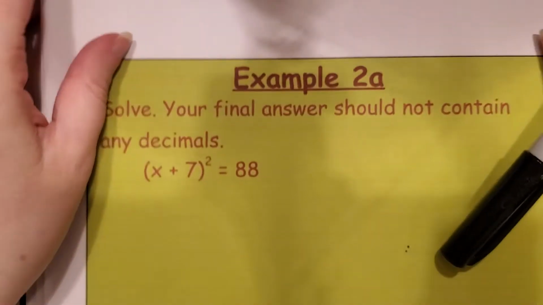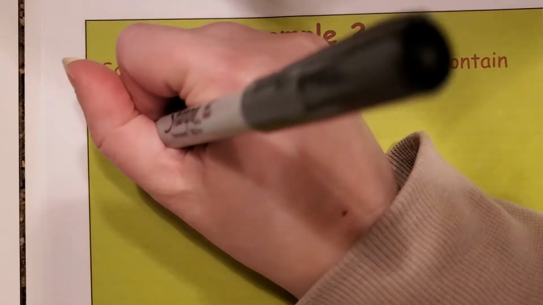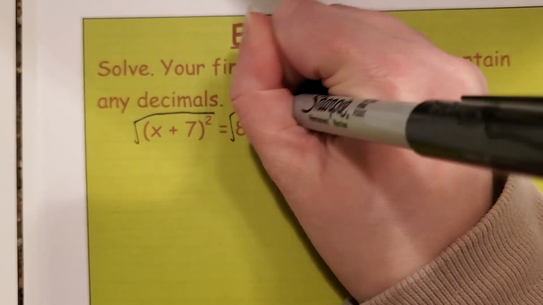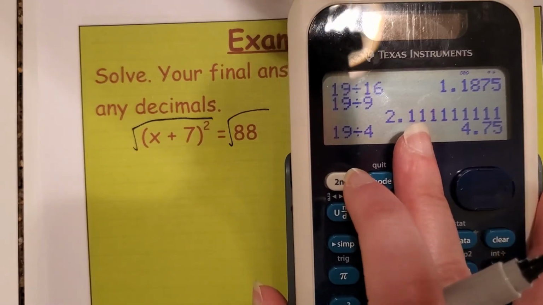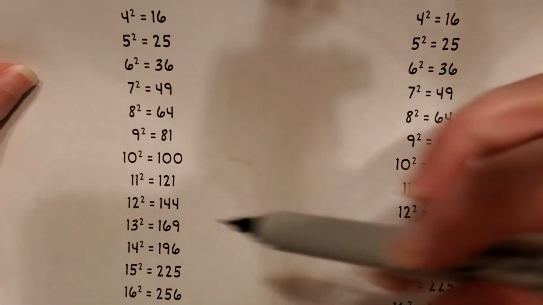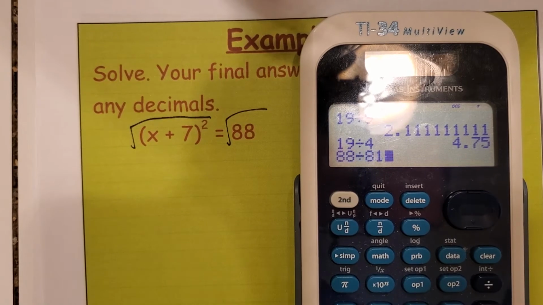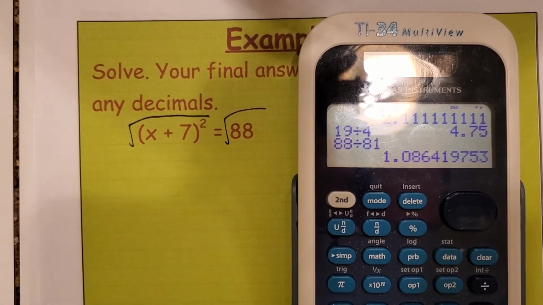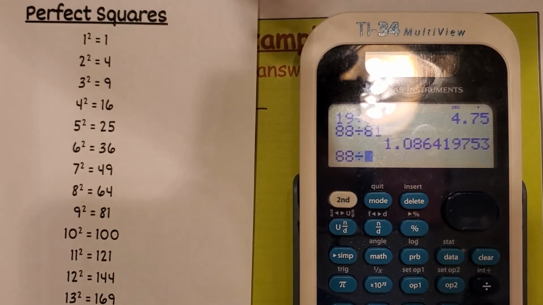Same kind of thing. There's nothing to get rid of on the outside, so we're just going to take the square root of both sides. I think the square root of 88 you are able to simplify. 88 is between 81 and 100, so we're going to start out with 88 divided by 81, which is probably not going to be it. And I'm just going to keep going.